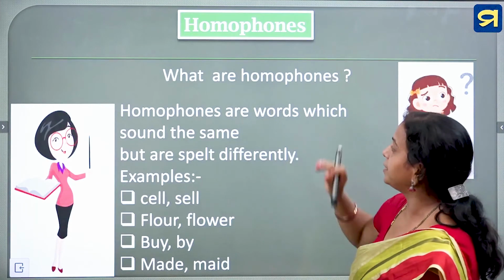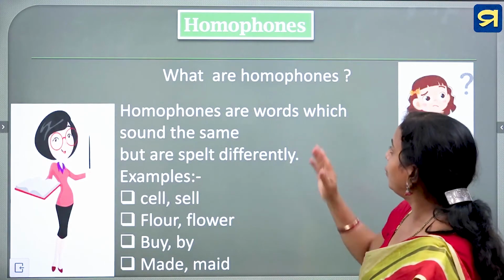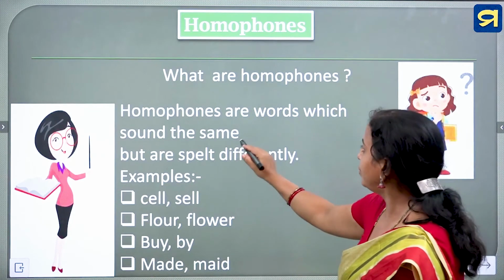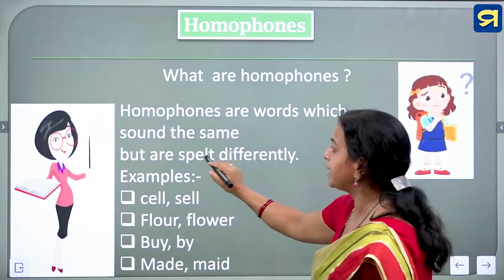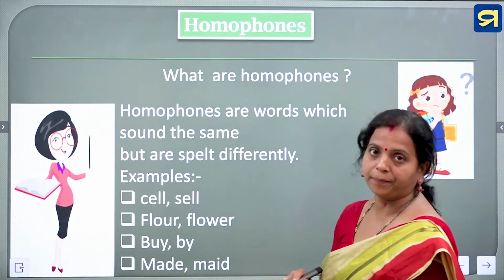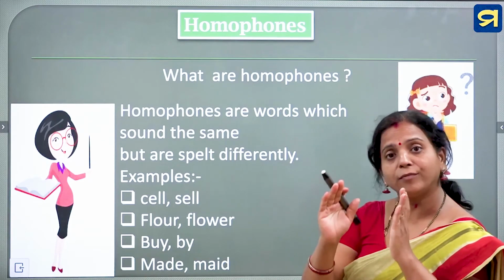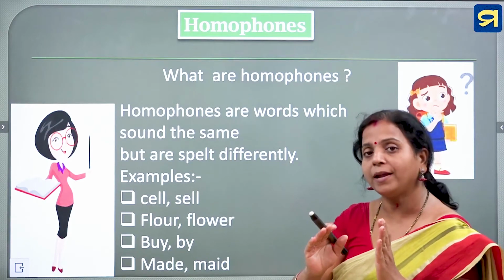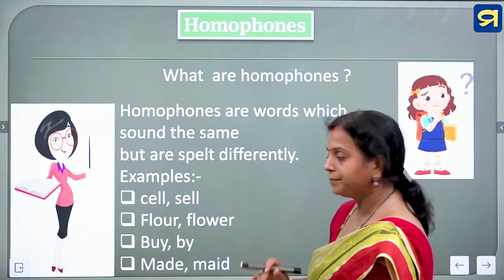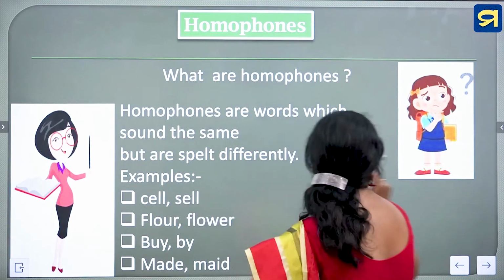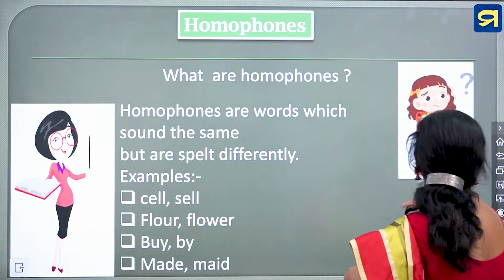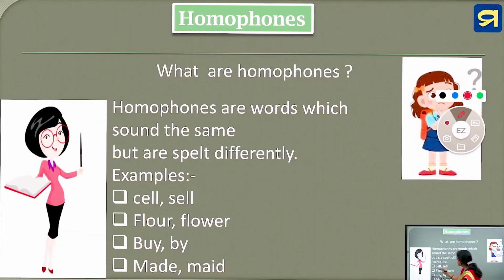Then let us discuss the homophones. What are homophones? Homophones are words which sound the same but are spelled differently. The pronunciation will be the same but the spelling will be different. Let's see examples. Cell and sell. Here the spelling is C-E-L-L and this is S-E-L-L. The spelling is different but it sounds the same.